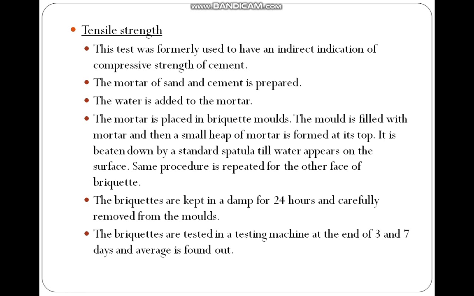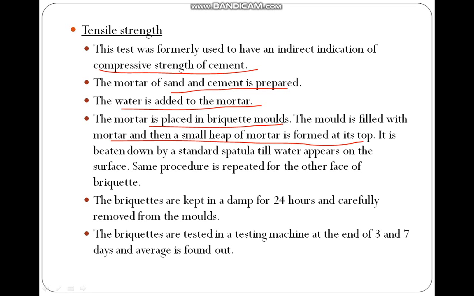Tensile strength. This is used to find the tensile strength, but indirectly it gives the compression strength of the cement. So the mortar of the cement and the sand is prepared. The water is added to the mortar and the mortar is placed in the briquette mold. The mold is filled up with the mortar. Then a small heap of mortar is formed at its top. It is beaten by the standard spatula till water appears on the surface. The same procedure is repeated for the other faces of the briquettes.